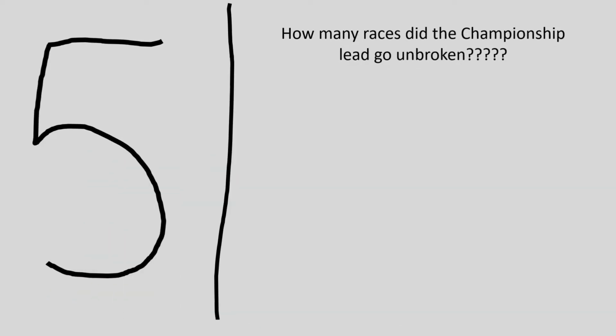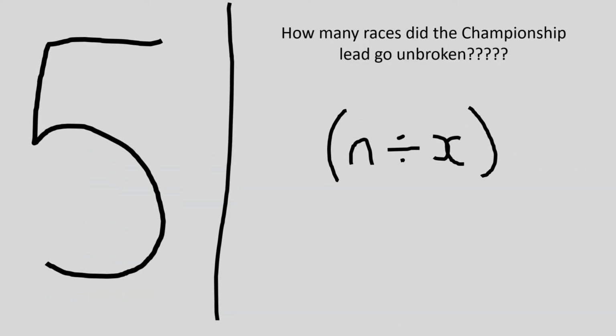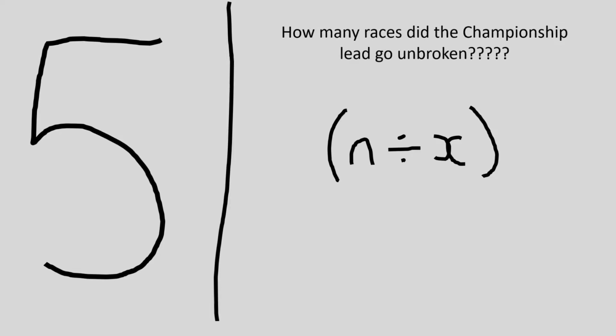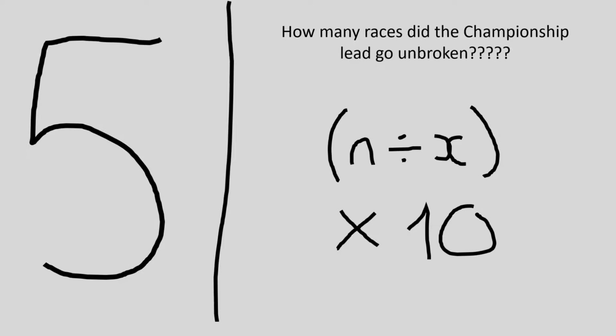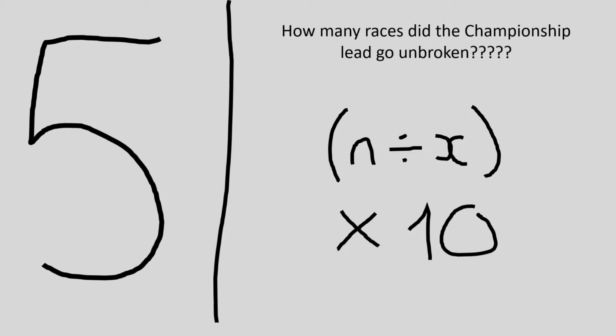So if we just send those graphs away, how is this calculated? A little bit complicated, I suppose. It is the number of races that the championship lead was unbroken divided by the number of races in the championship, times by 10 to give me a nice whole number between 1 and 0. So the lower the number, the better your score, the higher number, the worse your score.